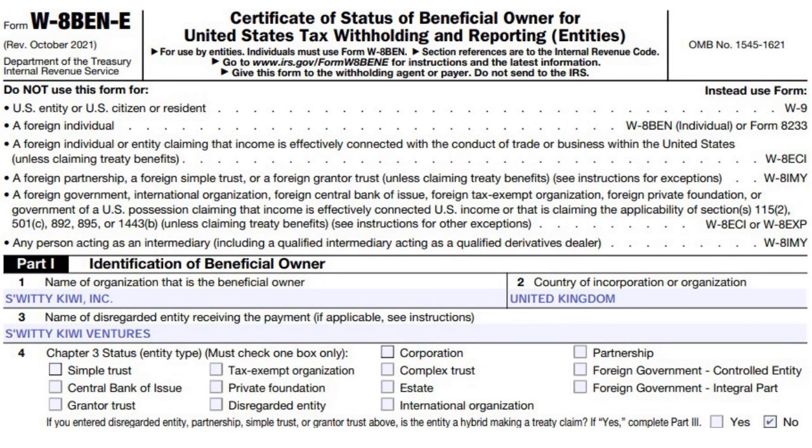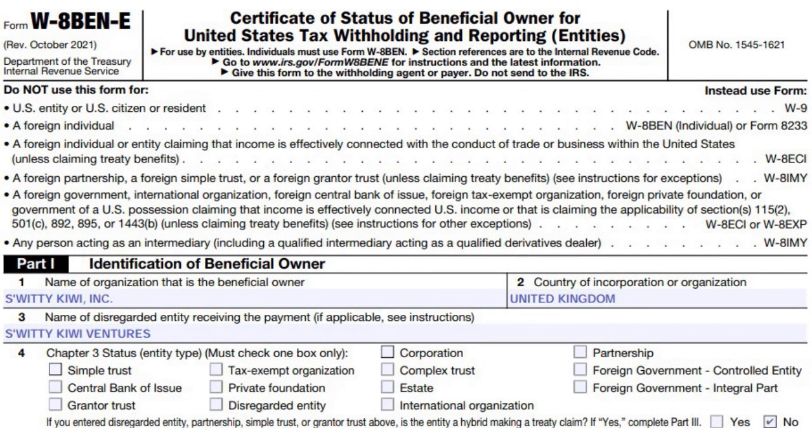So you have part one, line one, the name of the organization that is the beneficial owner. And line two is where you put the country of incorporation or organization. For our hypothetical example here, we are choosing the UK as our geography for incorporation. And if there is a difference between the name of the organization that is the beneficial owner and the name of the disregarded entity receiving the payments, then between lines 1 and 3 you have to put that. So we put Sweaty Kiwi and Sweaty Kiwi Ventures respectively. And on line 4, we actually checked no at the end. So you have to see what really works for you.